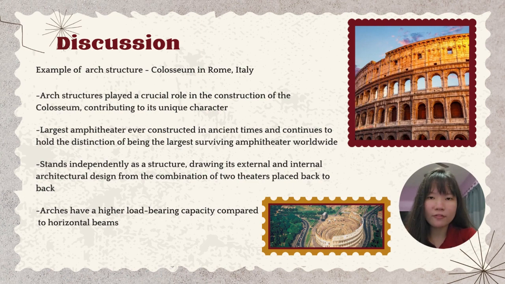One of the famous examples of arch structure is Colosseum, which is located in Italy. Arch structure played a crucial role in the construction of the Colosseum, contributing to its unique character. It is recorded as the largest amphitheater ever constructed in ancient times and continues to hold the distinction of being the largest surviving amphitheater worldwide. The Colosseum stands independently as a structure, drawing its external and internal architectural design from the combination of two details placed back to back. Arches have a higher load-bearing capacity compared to horizontal beams. This capacity arises from the fact that when pressure is applied downward on an arch, it forces the walls together instead of pushing them apart.